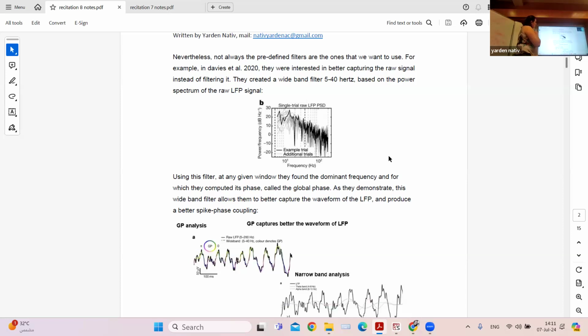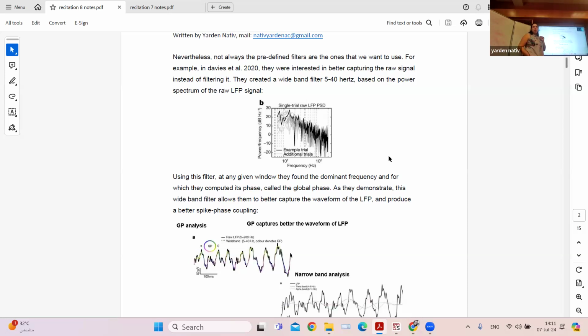And what they have found, you can see over here, is that in the raw LFP signal during spontaneous activity, most of the amplitudes are at a very low range, not 1 to 2 or 12 to 30 or something like that, which is given in advance. Instead, they open the power spectrum and say, okay, the right thing to filter is 5 to 40 hertz.